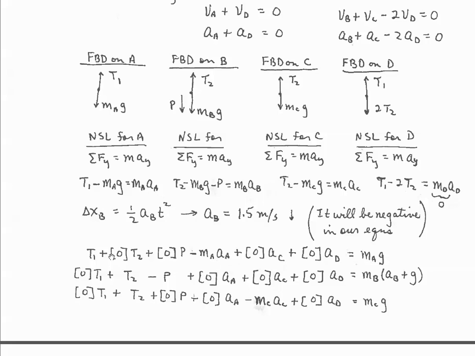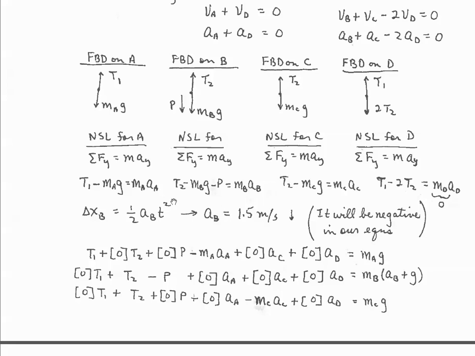So this first equation is coming from this term right here, where we got a 1 times T1, a 0 times T2, and a 0 times P because it doesn't appear in those equations. Now, we got a minus M sub A, A sub A, because you put this over to the other side. And then you'd have a 0 times A sub C and a 0 times A sub D because they don't appear in that equation. What they'll be equal to is MAG, so they put it to the right-hand side there. Same thing for this one here.